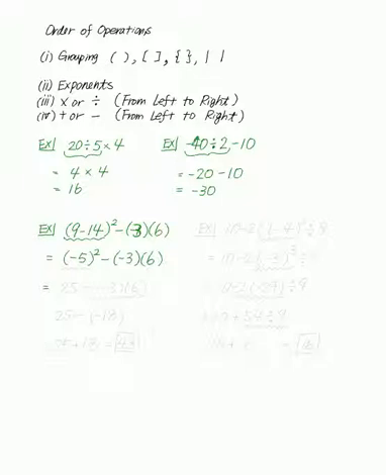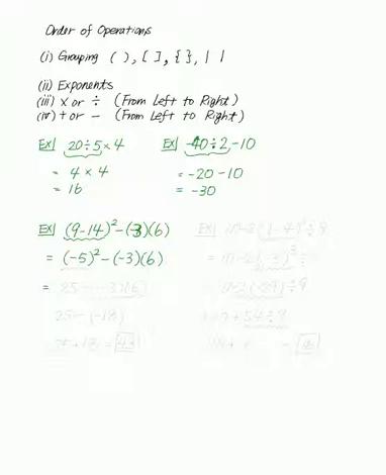Next up, I'm going to start again. Inside the parentheses, there's nothing I can do. I have negative 5 in parentheses, nothing I can do inside the parentheses. Negative 3 in parentheses, nothing I can do inside. Same with the 6. I'm done with grouping or parentheses, so now I move on to exponents.